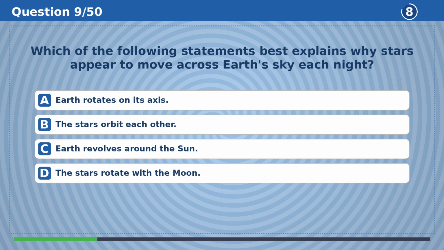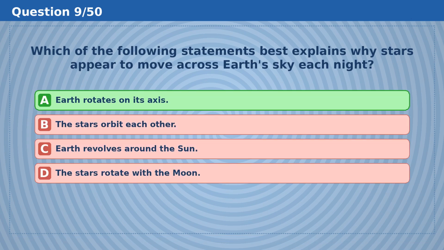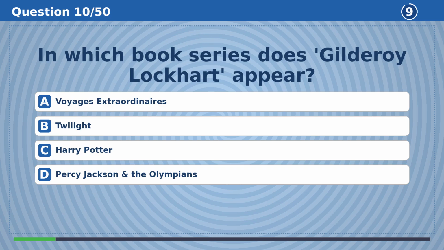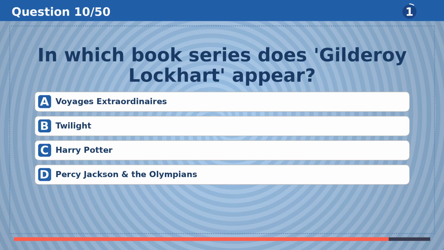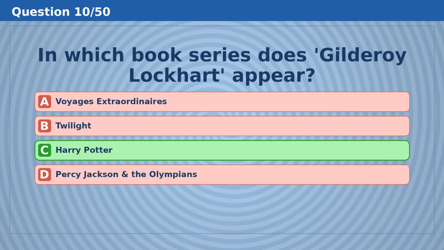Which of the following statements best explains why stars appear to move across Earth's sky each night? The answer is A, Earth rotates on its axis. In which book series does Gilderoy Lockhart appear? The answer is C, Harry Potter.